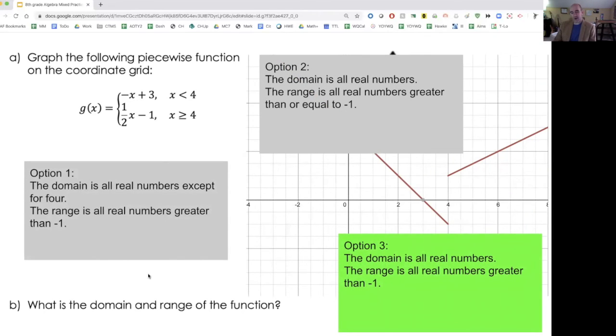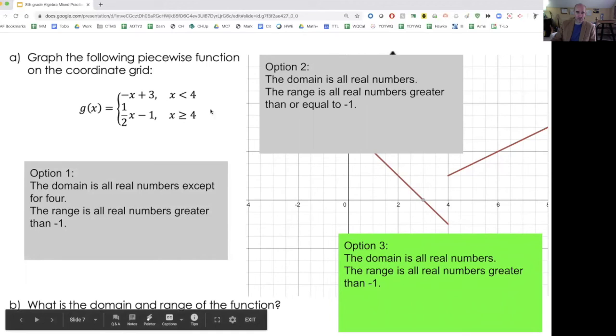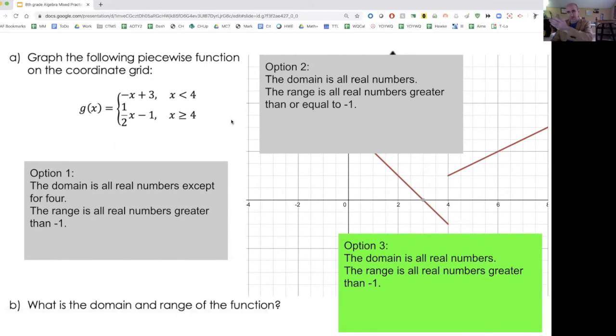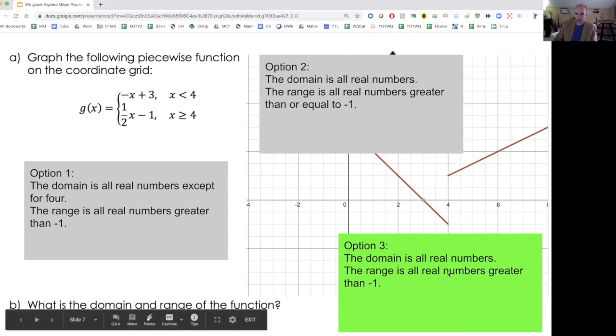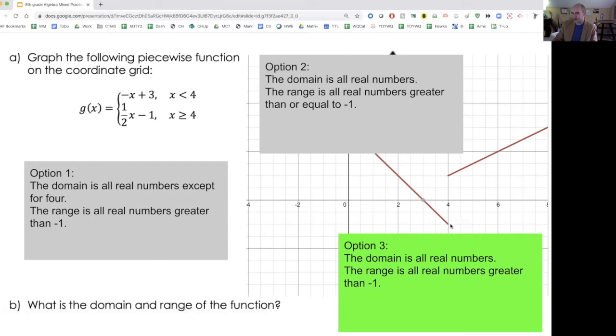And the reason why the domain is all real numbers is because it is defined at x equals 4. In fact, it's this second function when x equals 4. So it is defined. It's true for any x. You could put it in and you could find the corresponding g of x. So the domain is all real numbers, including 4. The range, you might notice there's no values here below -1. So that was common for options 1, 2, and 3. So we know it's -1 and more, but we're not sure if it includes -1 or not.